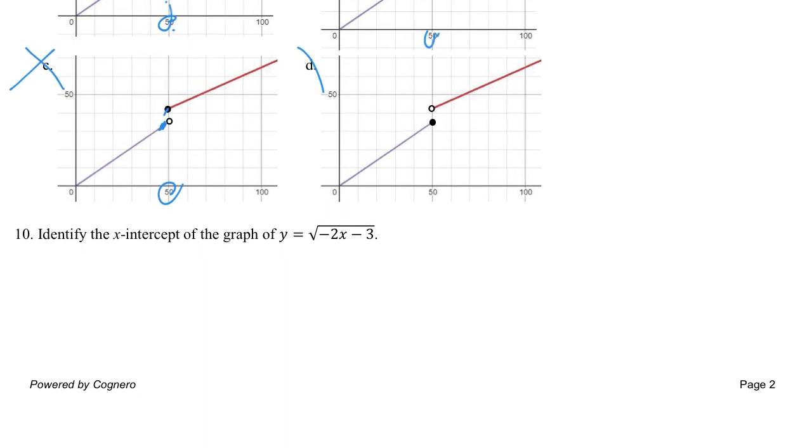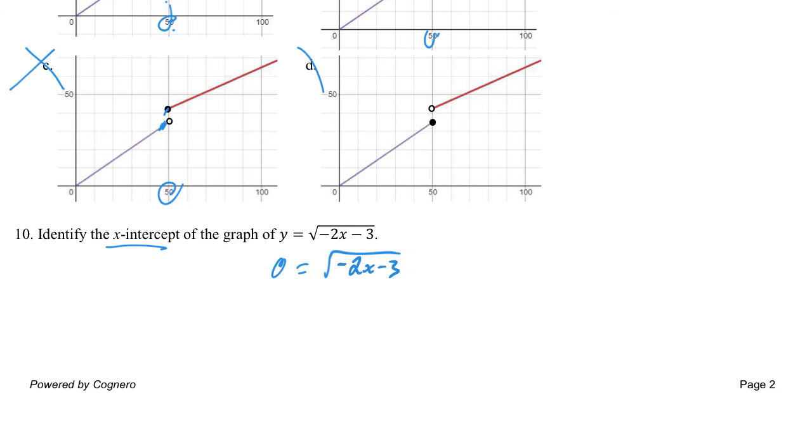All right, number 10 is asking about the x-intercept. Whenever you're looking at intercepts, you're going to plug in zeros. So you can plug in 0 for y when you look for the x-intercept, plug in 0 for x when you're looking for the y. So you plug in 0 and then solve for the other one. So if I put a 0 for y and then solve this for x.